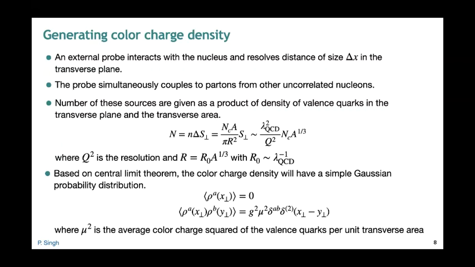Now, since you're talking about small x, or you're talking about a very large nucleus, the number density of the valence quarks will be very large, and because they originate from uncorrelated nucleons, based on the central limit theorem, you can say that the color charge density will have a simple Gaussian probability distribution. Over here, I have written down the 1 and 2 point functions of this color charge density. The 1 point function will be 0 because on average these objects are color neutral, and the 2 point function is given in terms of g squared mu, and this mu squared can be related to the average color charge squared of the valence quarks per unit transverse area, and A and B are your color indices.